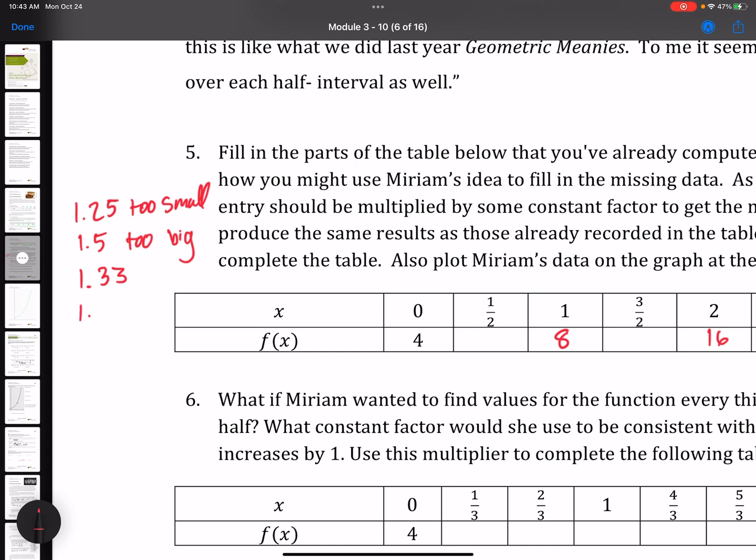Okay, 1.4, so 4 times 1.4, that's 5.6, times 1.4. Oh, that's closer, 7.84. So still just a tiny bit too small. We already did 1.5. It's going to be a decent part of the problem.